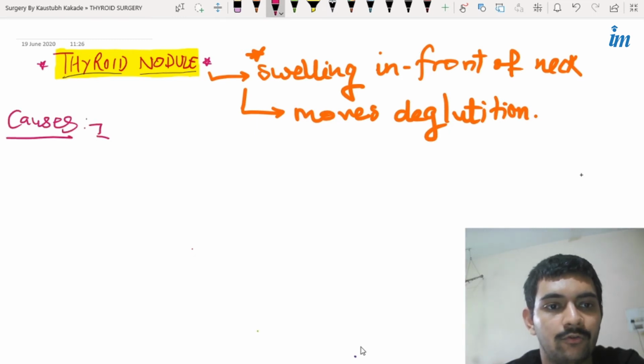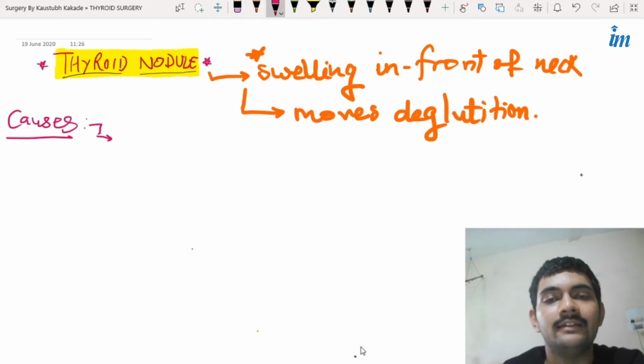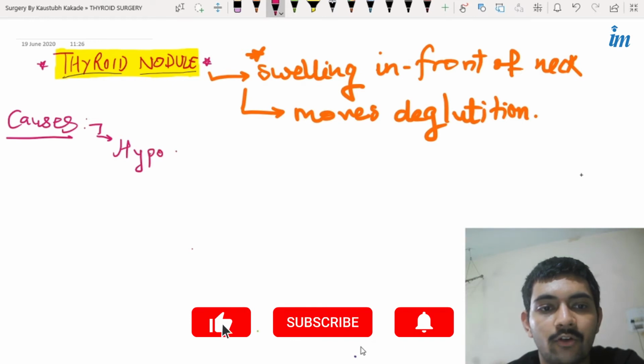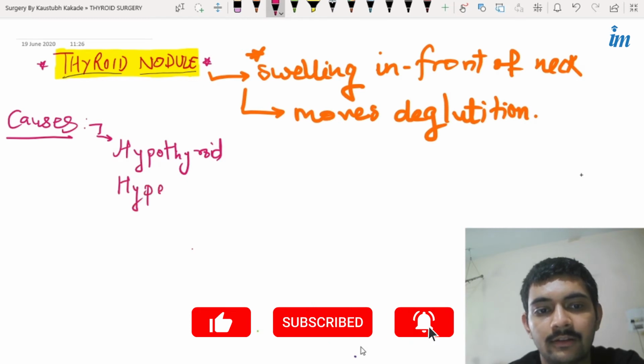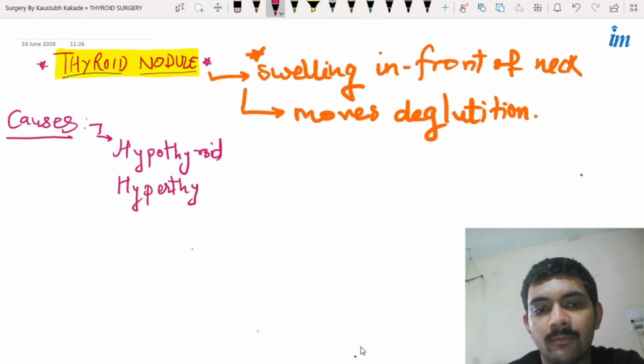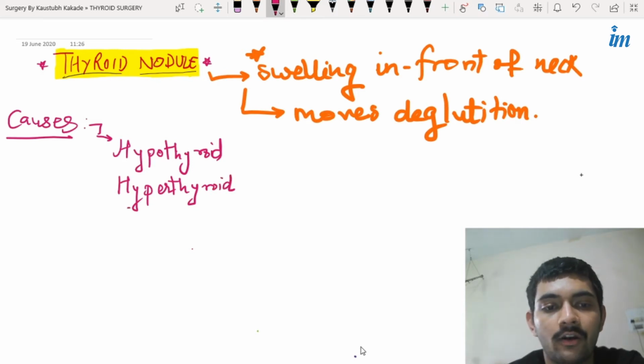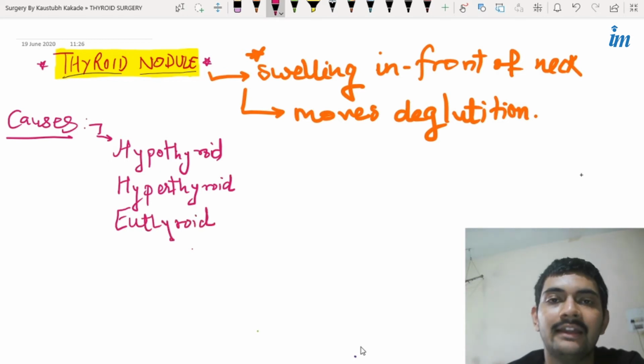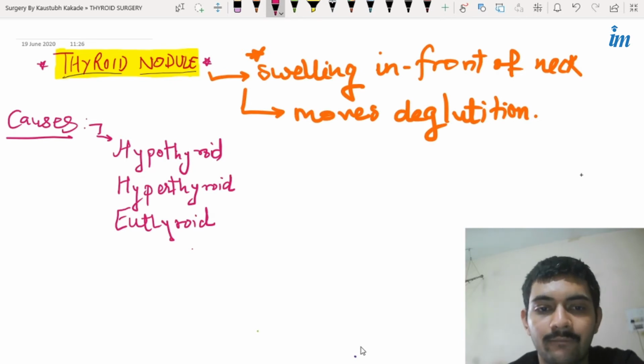of thyroid nodule. These causes can depend upon whether the patient is hypothyroid, or hyperthyroid, that is, excessive amounts of thyroid hormone T3 and T4 are released, or it could be a euthyroid patient where the thyroid function tests are absolutely normal. Even there are no complaints. Okay.